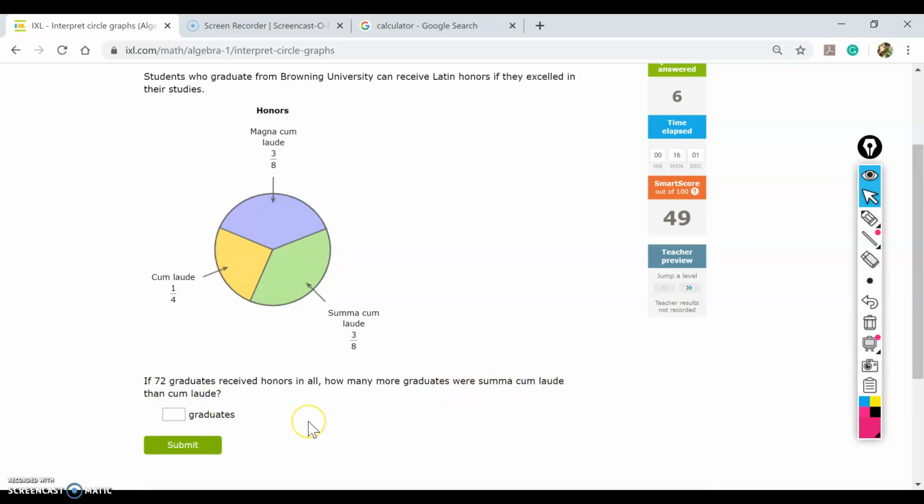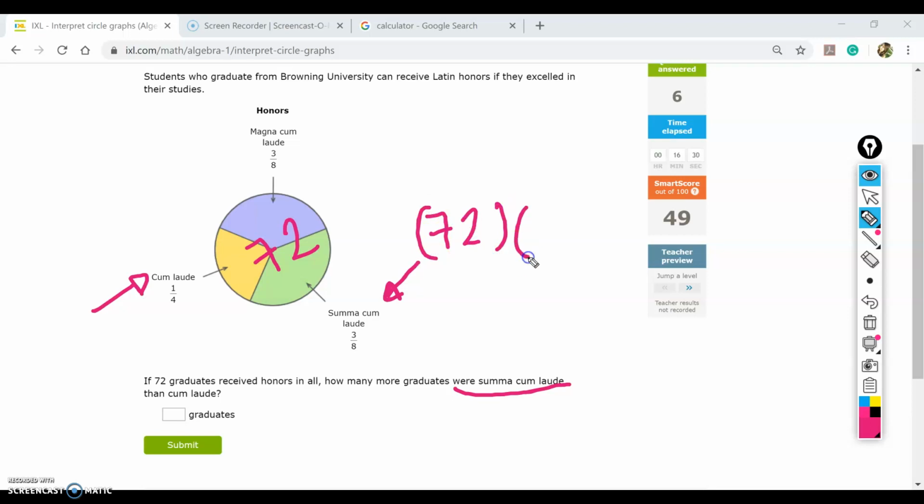That's an interesting question. So overall, that means all of them together were 72. So I'm going to write it here, 72. Now they're asking me how many more graduates were summa cum laude. So I need to find this one, and then cum laude, which is this one. So how can I do it? I'm going to do exactly the same thing I did before. I'm going to find the summa cum laude by multiplying 72 times a fraction, which is 3/8, and I'm going to see what that is equal to. And then I'm going to do the same thing for the cum laude. So I would do 72 times 1/4.